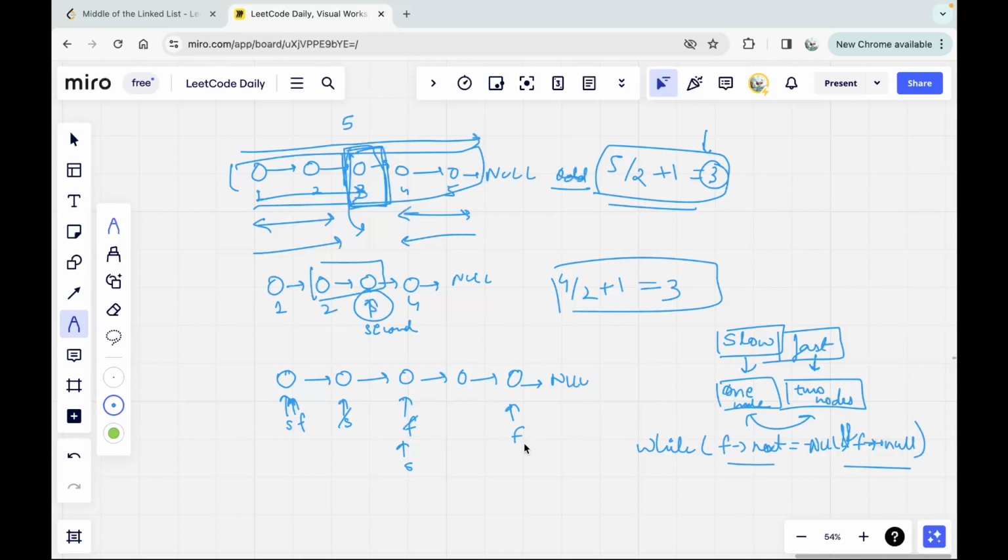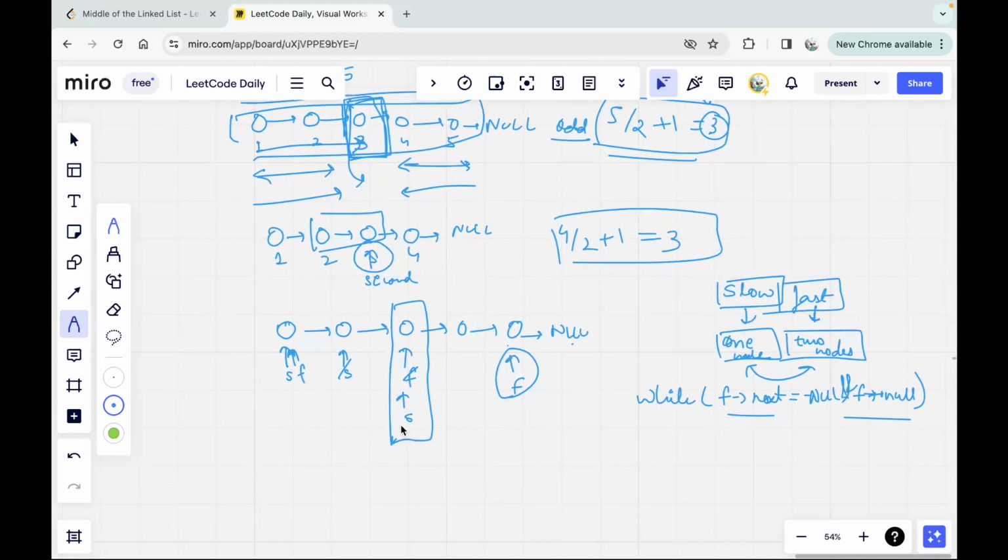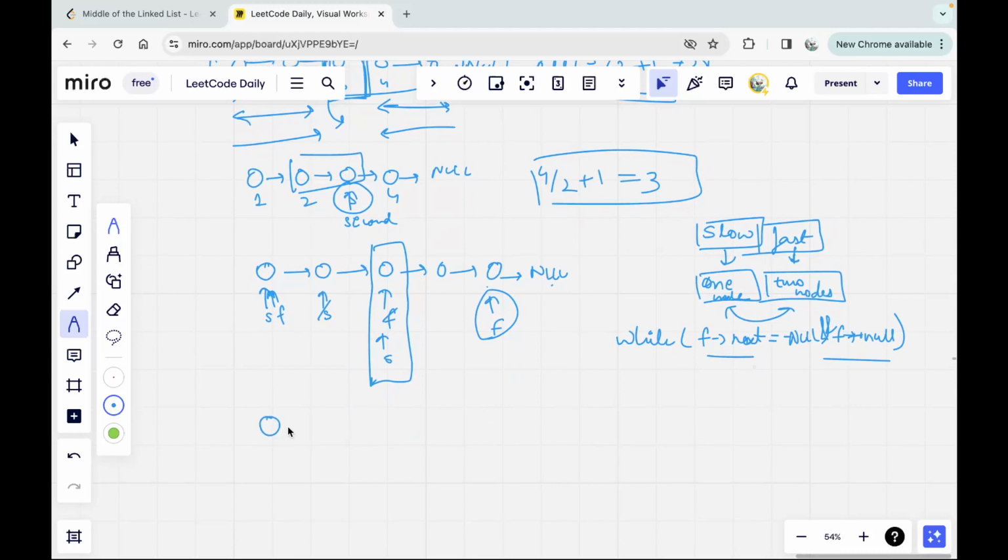So here in this case, you can see that fast is here and fast of next is null. That means you have to stop iterating, right? Can you see, after all your iterations, as soon as fast becomes null or fast of next becomes null, your slow will be standing at the middle node. Okay, let's do the case when you have an even number of nodes.